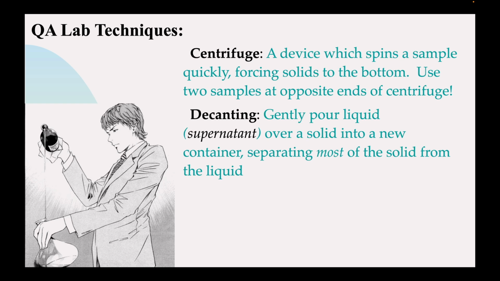If you're very gentle, you can pour the liquid off, leaving most of the solid in the original container, and then the liquid, that supernatant, may have other things you want to analyze too. So remember, in decanting, the goal is to get most of the solid away from most of the liquid. But if a little bit is in either one, it's okay.